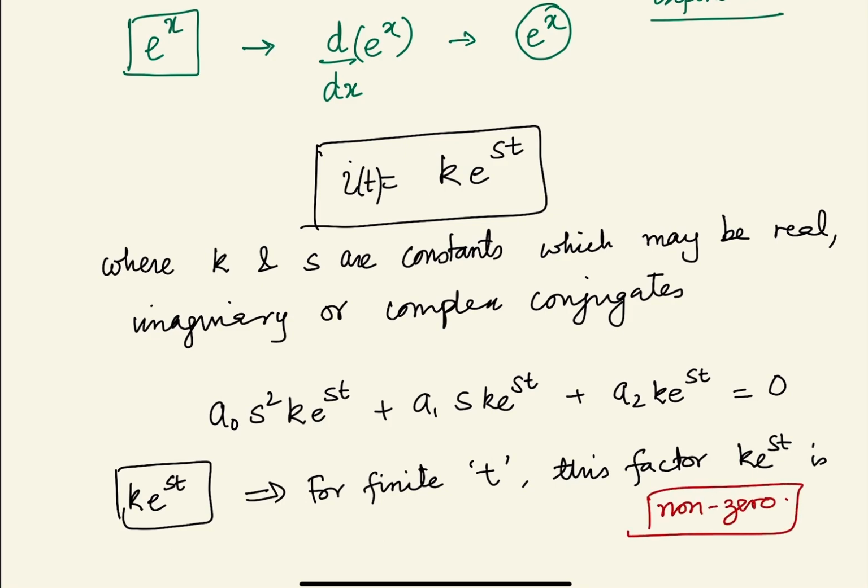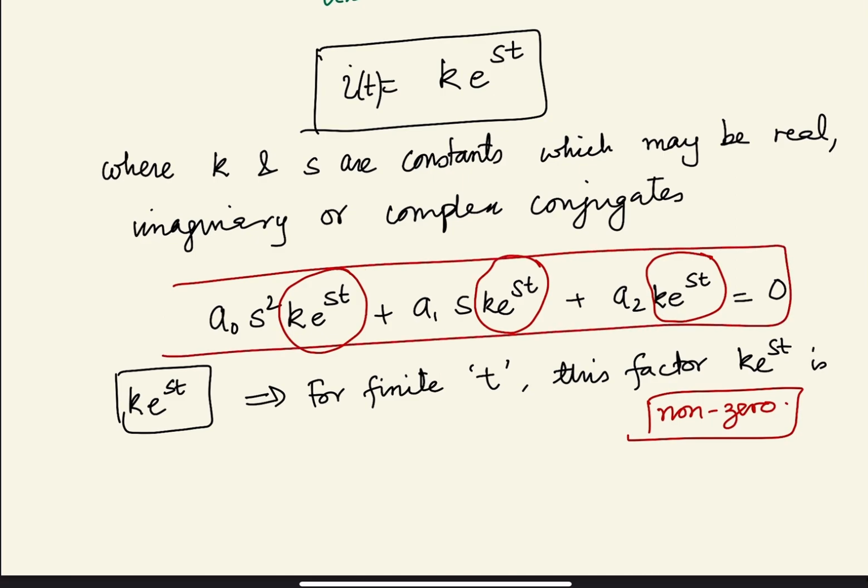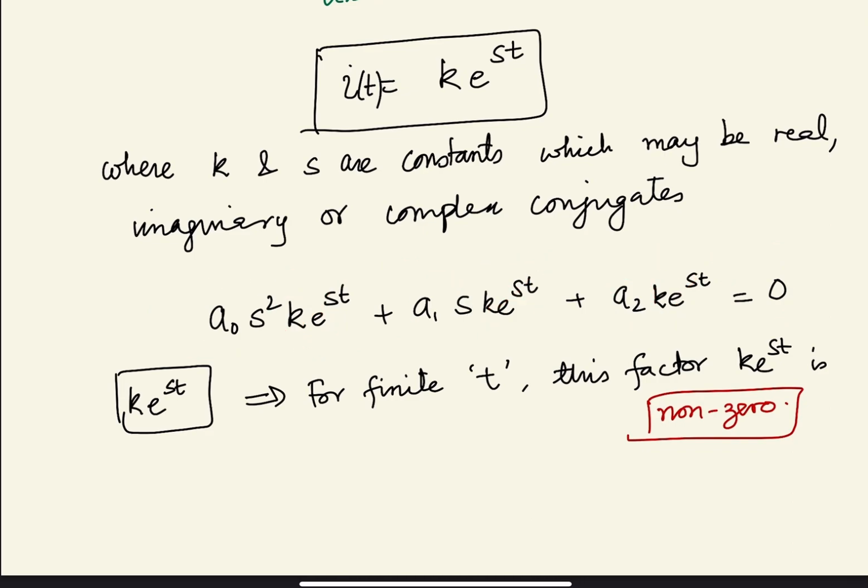So what does that mean? You can simply take out this factor k e to the power st here, here and here, because the whole equation is equal to 0. If this factor is not 0, what is the only thing that can be 0? It is a0 s square plus a1 s plus a2 equals 0.